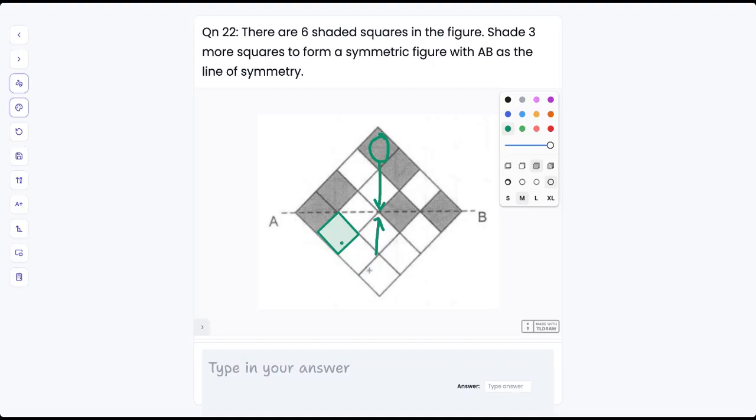Okay, so that means for this case, we're going to put this square over here. All right, that's it. Let's move on to the next one.